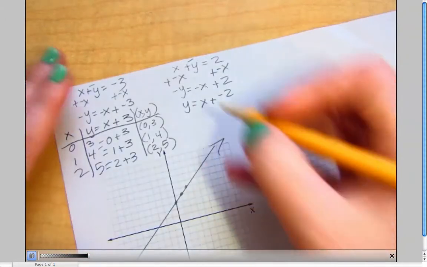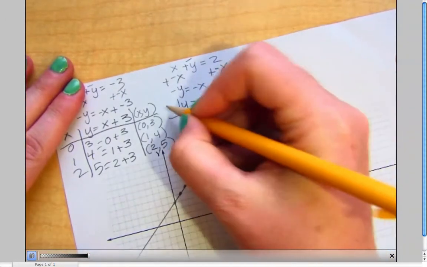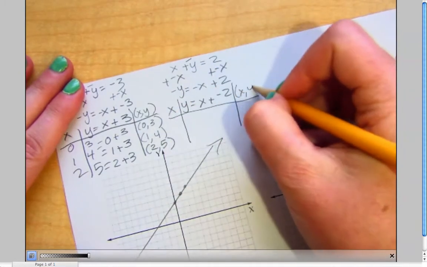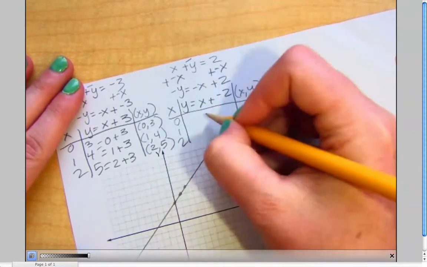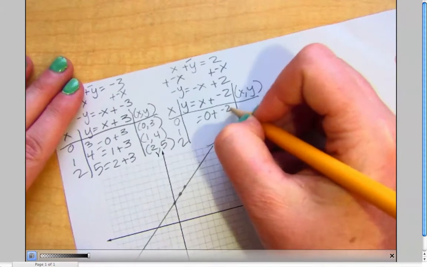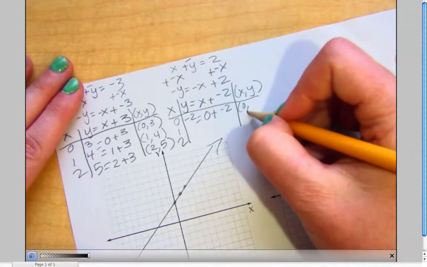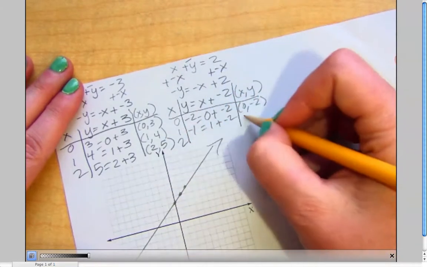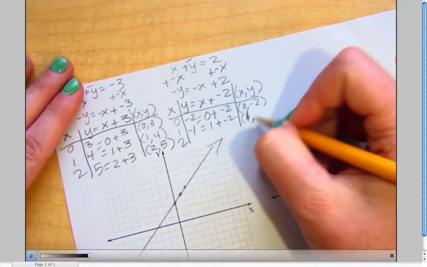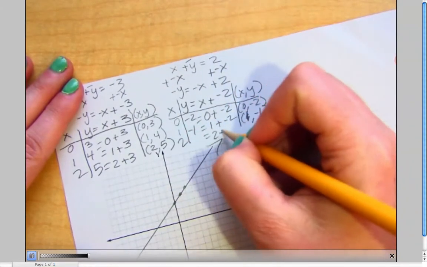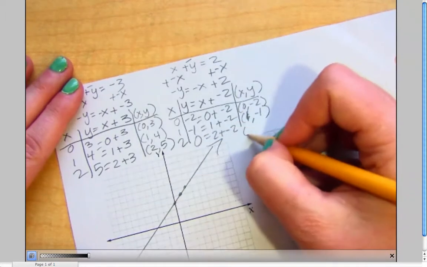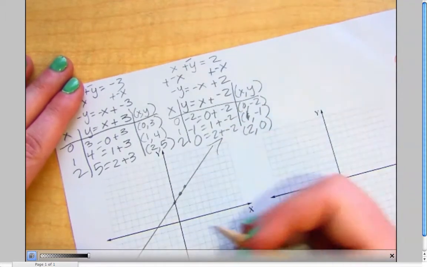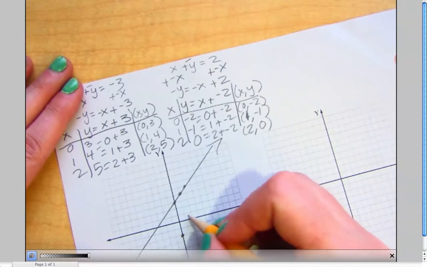Next one. Again, I use my 0, 1, and 2. 0 plus negative 2 is negative 2. 1 plus negative 2 is negative 1. And 2 plus negative 2 is 0. So 0, negative 2, 1, negative 1, 2, 0.